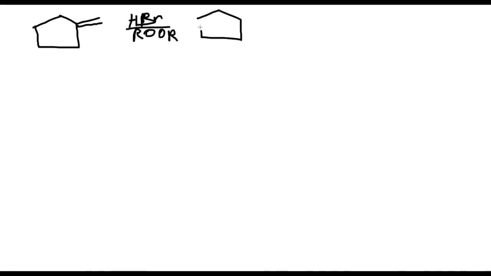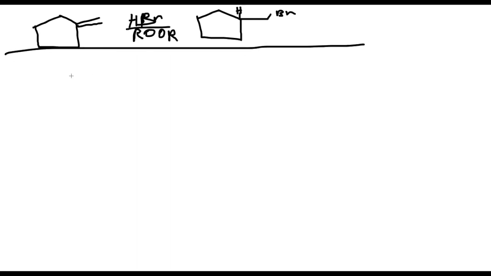Let's do another example where we have this structure, and this is reacting with HBr and organic peroxide. For this, we know how the product looks like. It will look like this: bromine on this, and then we have the hydrogen here. So we know how the product looks like. Now let's do the steps for the reaction.